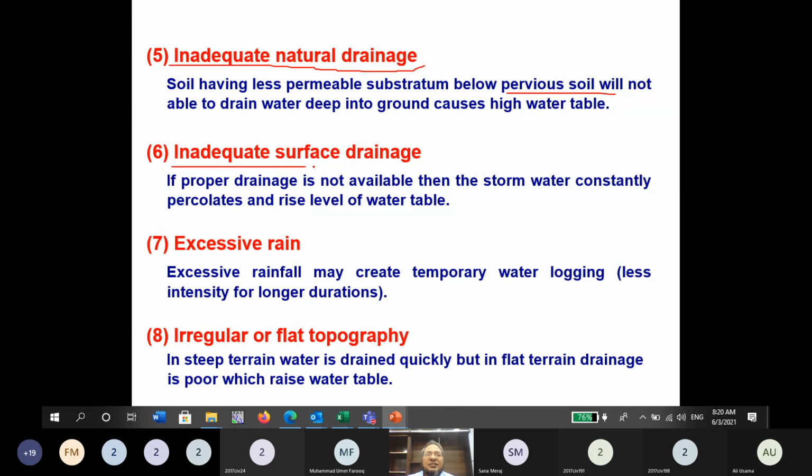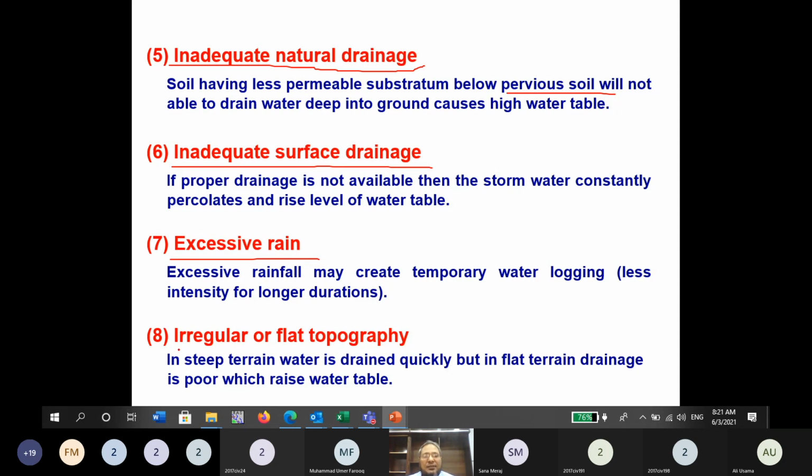The next is inadequate surface drainage. If the surface drainage is not there, and whenever there is a rainfall the surface water stays over the land surface, then of course eventually it has to infiltrate into the ground, and that raises the water table. The next is excessive rainfall. Whenever there is excessive rainfall, maybe over very long durations, if there is no natural surface drainage and subsurface drainage, then of course the water table has to rise, and then it causes the waterlogging.